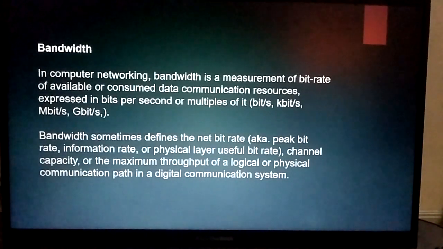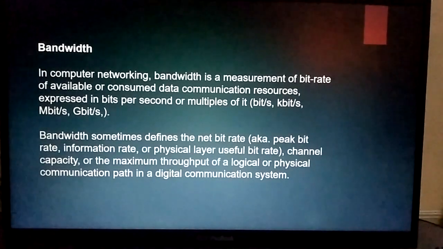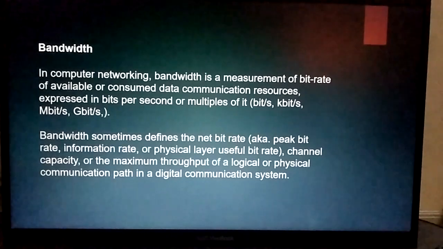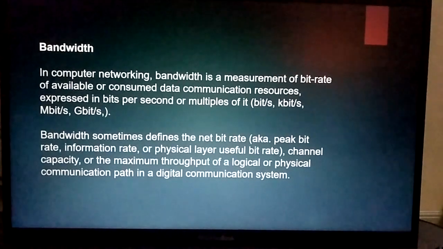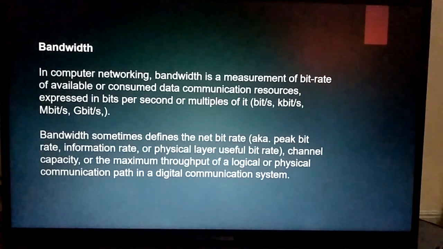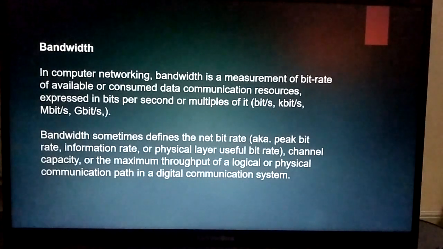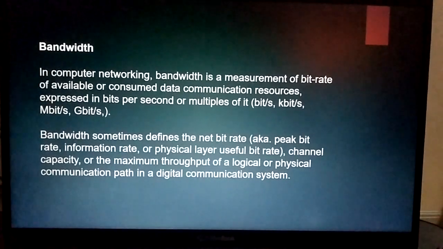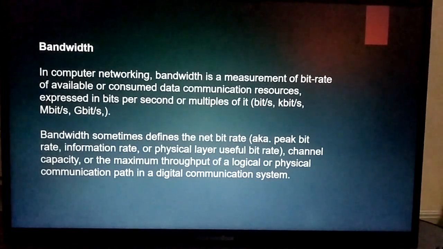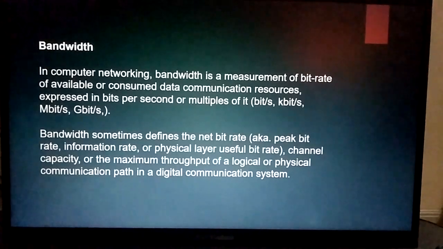Bandwidth. In computer networking, bandwidth is a measurement of bit rate of available or consumed data communication resources, expressed in bits per second or multiples of it. Examples are bits, kilobits, megabits, and gigabits. Bandwidth sometimes defines the net bit rate, also known as peak bit rate, information rate, or physical layer useful bit rate, channel capacity, or the maximum throughput of a logical or physical communication path in a digital communication system.